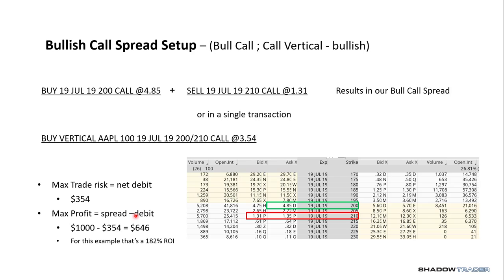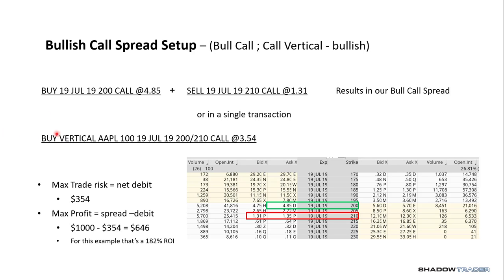The top line, I buy the July 200 call for $485. And I then also, at the same time, sell a 210 call. Remember, I've got a 200 long and I've got a 210 short. What's the difference? 210 minus 200. I've got $10 of potential. So I pay $485 for the long. I get $131 for the short. This results in that bull call spread.